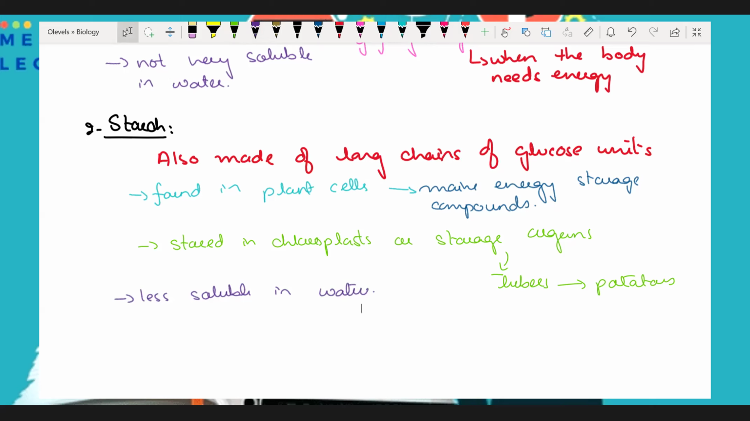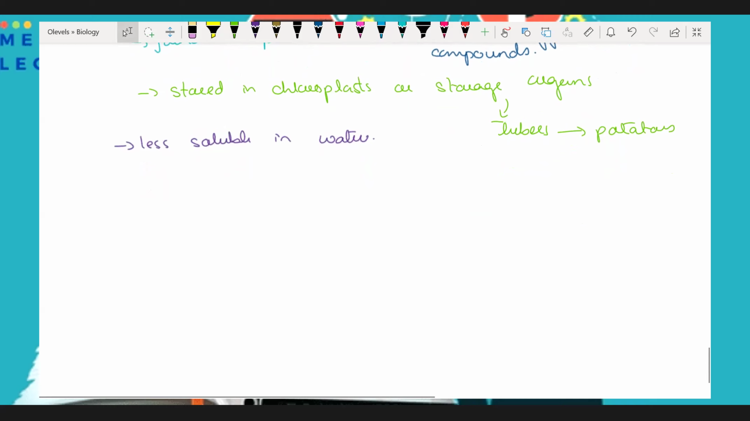Then we can have a look at cellulose. Am I audible to all of you? Yes, ma'am. Okay, fine.